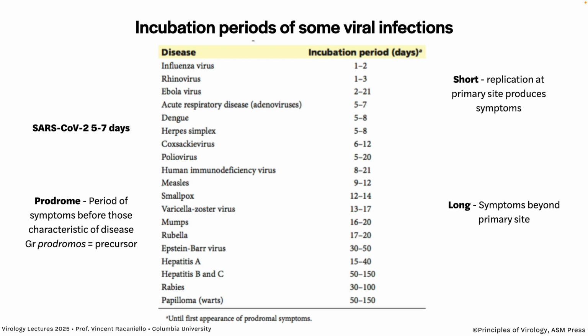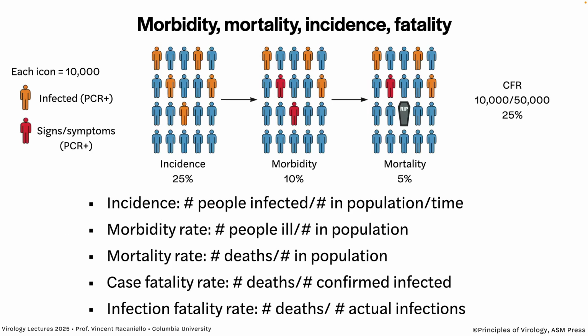Maybe you don't already. Anyway, incubation period, short, means typically the virus is causing disease at the site of entry in the host. Long, the virus has to go somewhere. SARS-CoV-2 didn't make this table, 5 to 7 days. And there's also another term called the prodrome, and that's the period of symptoms before those that are characteristic of the disease. So say, for example, measles virus, the rash would be characteristic of the disease. So anything before that would be the prodrome. It's just a word you might encounter. I'm not going to use it anymore, most likely.